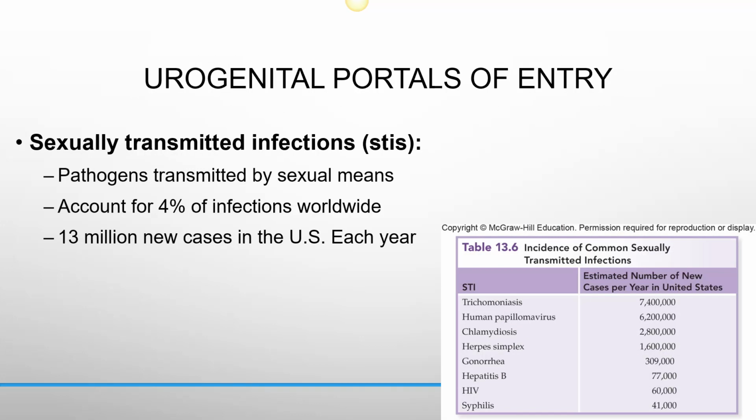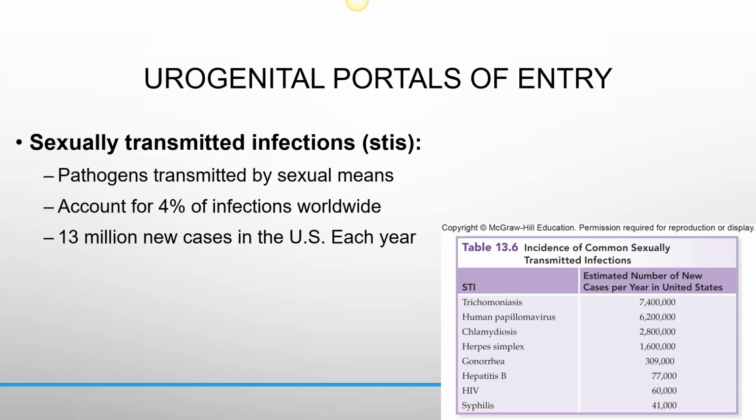Sexually transmitted infections. Pathogens are transmitted by sexual means. They account for 4% of infections worldwide. There's about 13 million new cases in the United States each year, and Milwaukee has the number one highest rates of reports for STDs in the world. With chlamydia particularly, chlamydia infections are highest in the city of Milwaukee. So something to be proud of, Milwaukee.